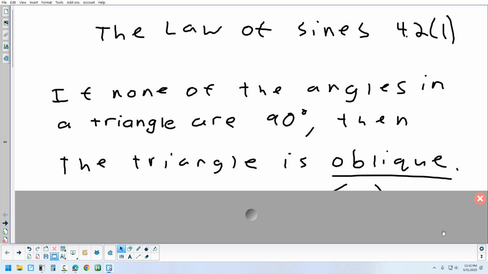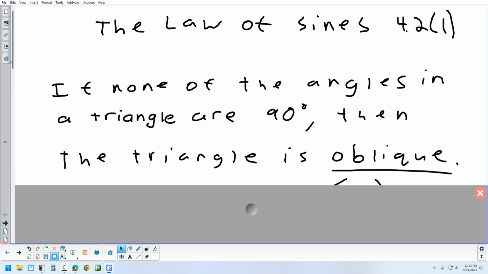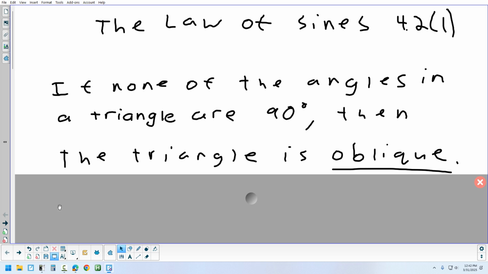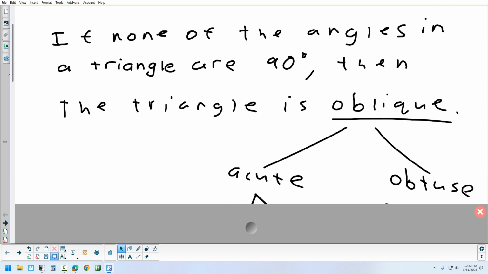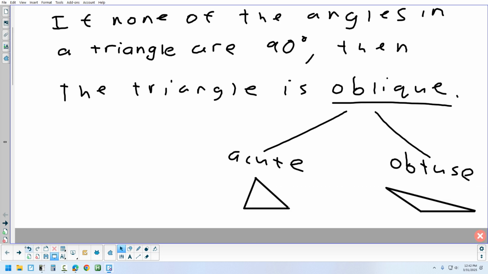When you don't have a right triangle, you don't have a hypotenuse. So that means you can't use Pythagorean theorem. So what do we use? I'll show you. First of all, a triangle that does not have a 90-degree angle, that's called an oblique triangle. There's two types. Which type we're working with, that doesn't really matter. I'm just showing you there are two types.